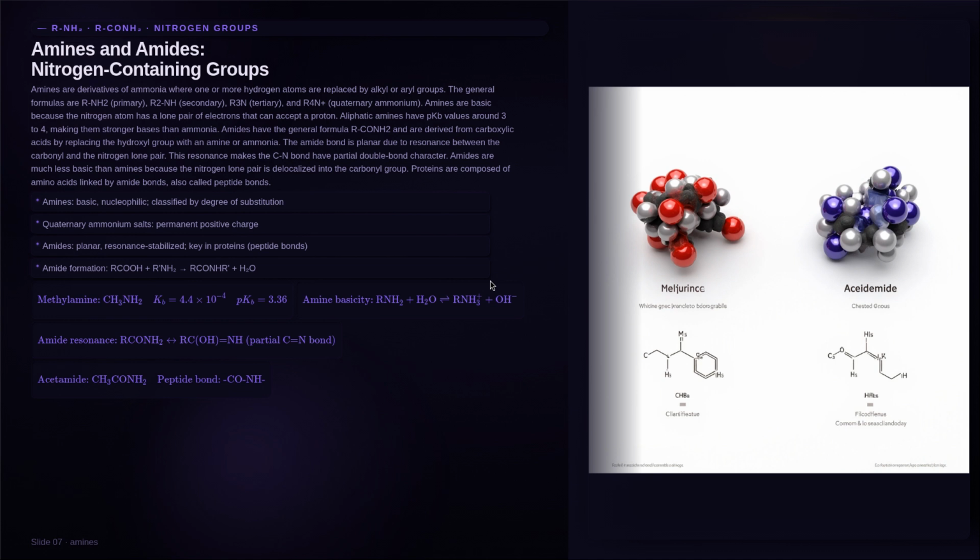Amines are basic because the nitrogen atom has a lone pair of electrons that can accept a proton. Aliphatic amines have pKb values around 3 to 4, making them stronger bases than ammonia.